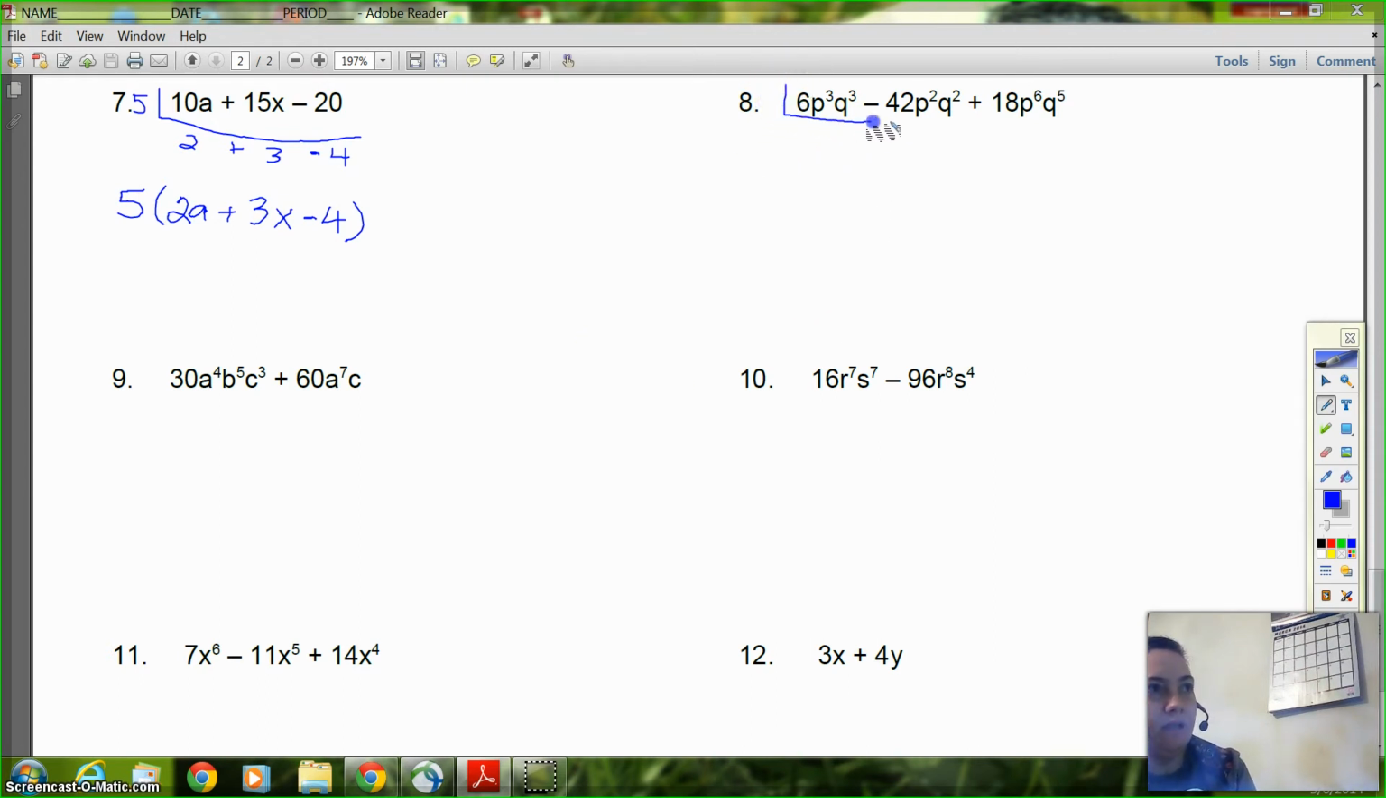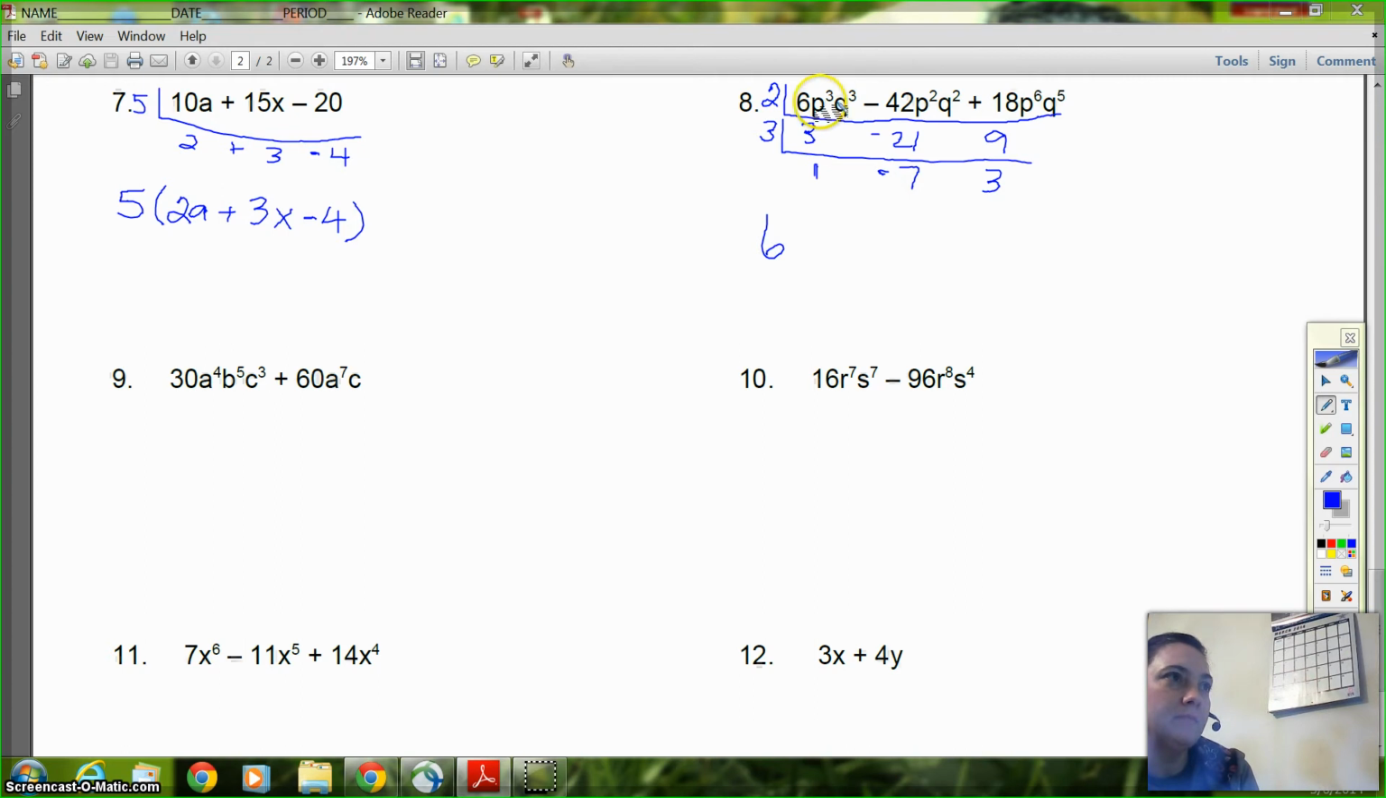Number 8, I'm going to do my ladder method. And I see that I can divide both of them by 2. So I get 3 left over, minus 21 left over, and 9 left over. And then I can divide that by 3. And I have 1 left over, negative 7 left over, and 3 left over. And if you can see that 6 is divisible by all of them, you can go ahead and divide out the 6 without having to do each prime number. So that does give me 6 for a greatest common factor.